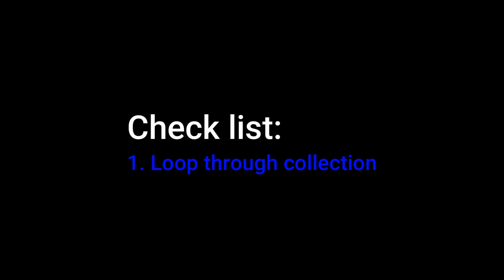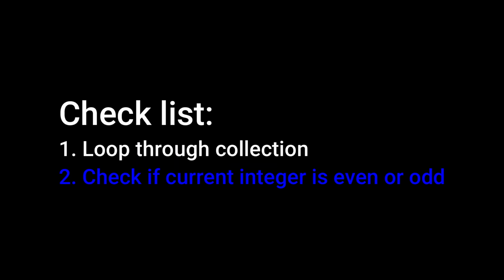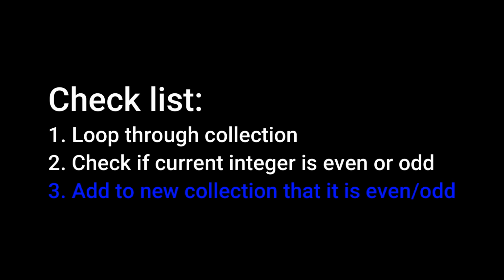We will want to loop through the collection that is given, and then we want to check whether each index of the array or the collection is even or odd. If it is even, then we want to add "even" to the final result, or "odd", depending on whatever you find out.